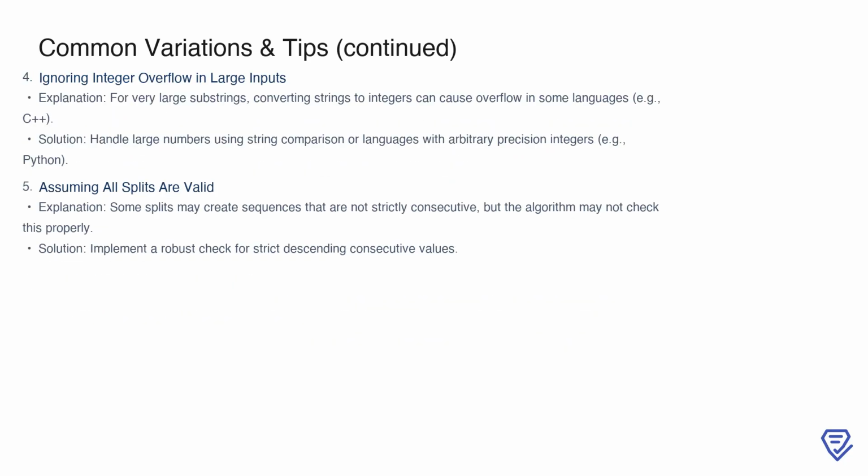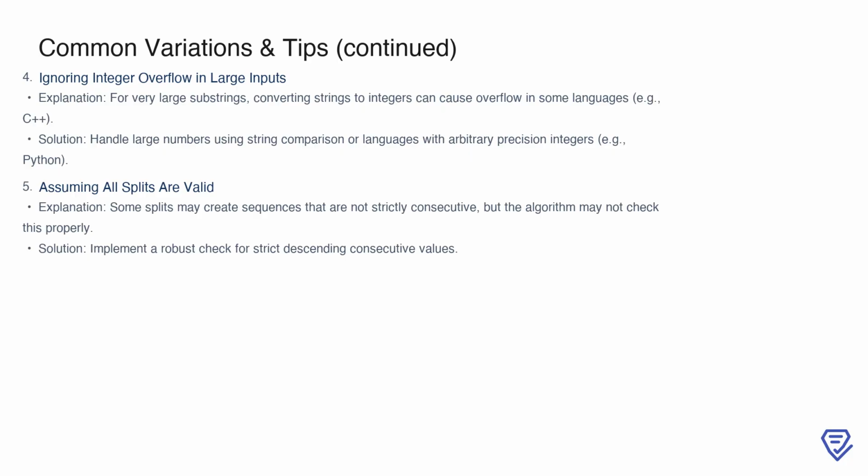Another common issue arises with large inputs. When substrings represent very large numbers, converting them to integers can lead to overflow in certain programming languages, such as C++. To address this, you can either use string comparison to handle the values directly or rely on languages that support arbitrary precision integers, like Python.